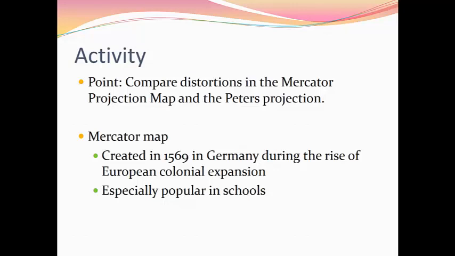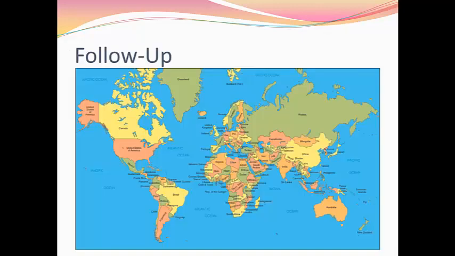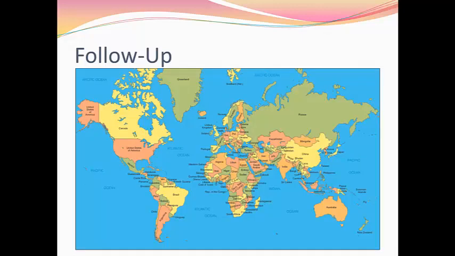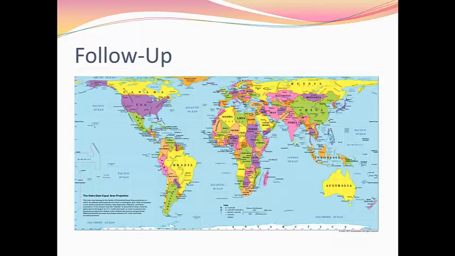But let's compare it. Here was that standard classroom map, the Mercator map. Look, for instance, at Greenland and Alaska on this map compared to our Peters projection map. It's quite a difference. Similarly, let's go back. Here is our Mercator map. Look at the continent of Africa on the Mercator map versus the Peters projection map. It's quite a difference.